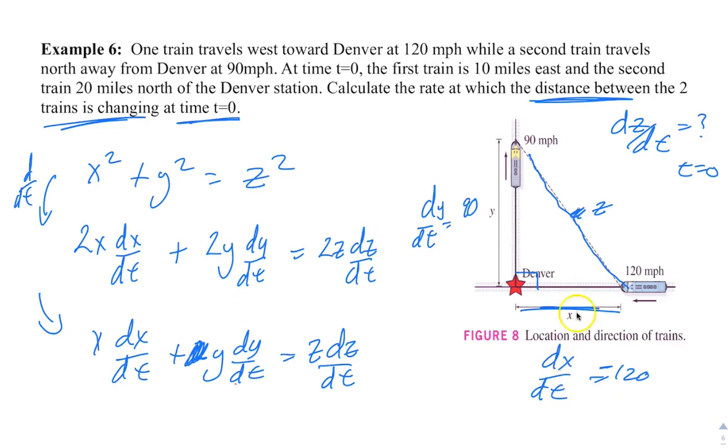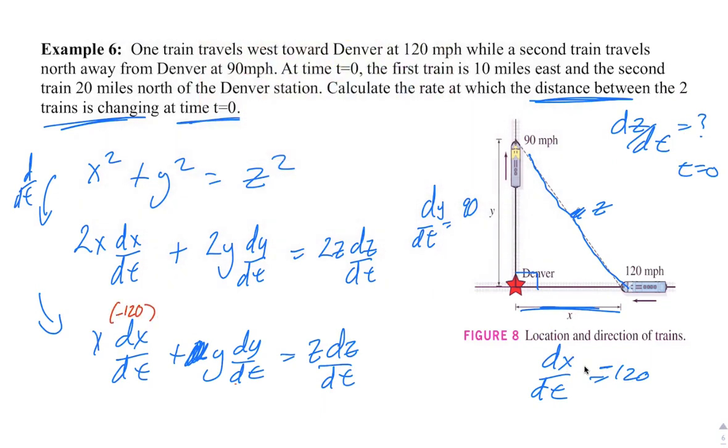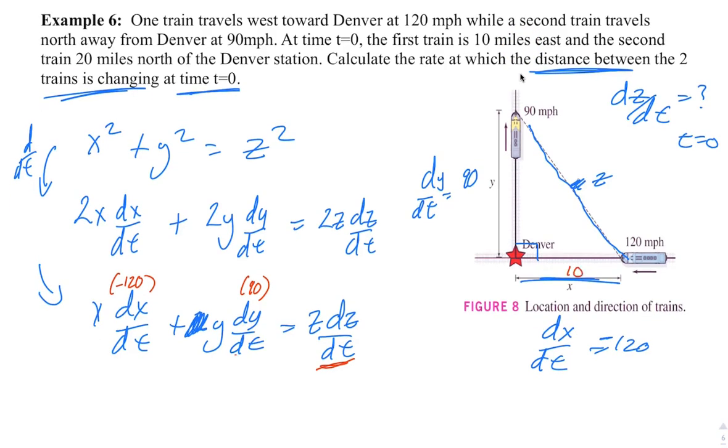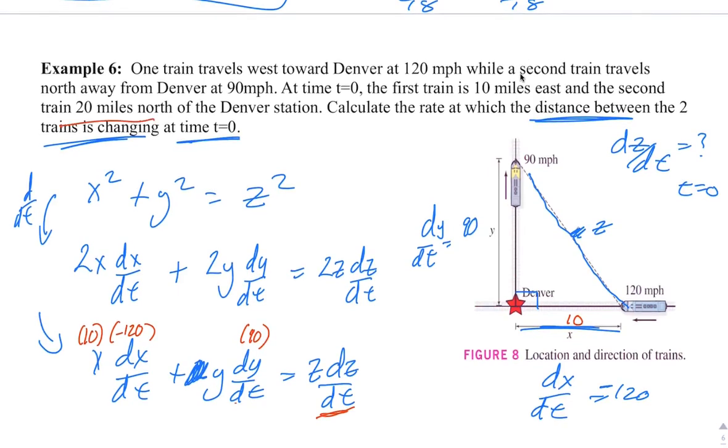I want dz/dt. So that's the guy I want. I have dx/dt is negative 120 miles per hour. I have dy/dt is 90 miles per hour. I want this guy, so I gotta figure out what x, y, and z are though. But they told us, right? At time t equals 0, which is what I want, the first train is 10 miles east, so this guy is 10 miles east. The second train is 20 miles north, so this guy, y, is 20 miles north. And they don't tell us what z is, but we can find it.